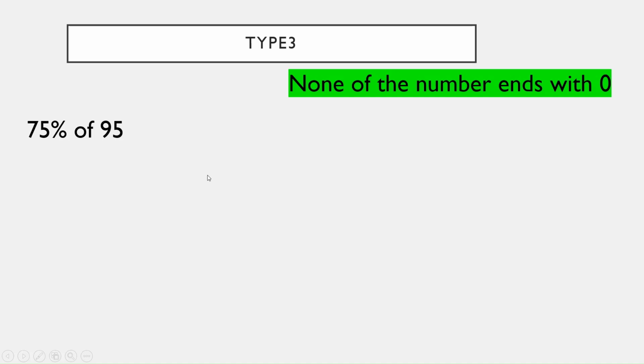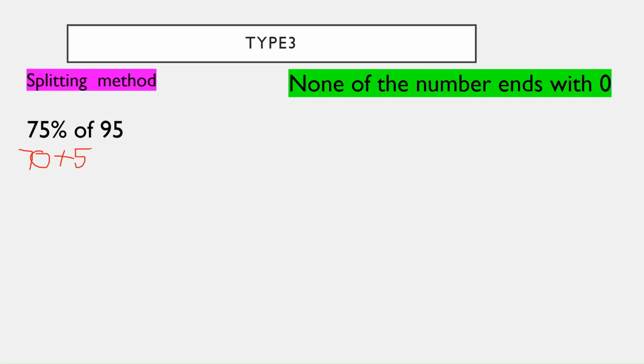See here none of the numbers ends with 0. Here there is 75% of 95. Here also there is no 0 and here also there is no 0. So we are going to use the splitting method here. In type 3 we use a splitting method. That is, we can write this 75 as 70 plus 5.